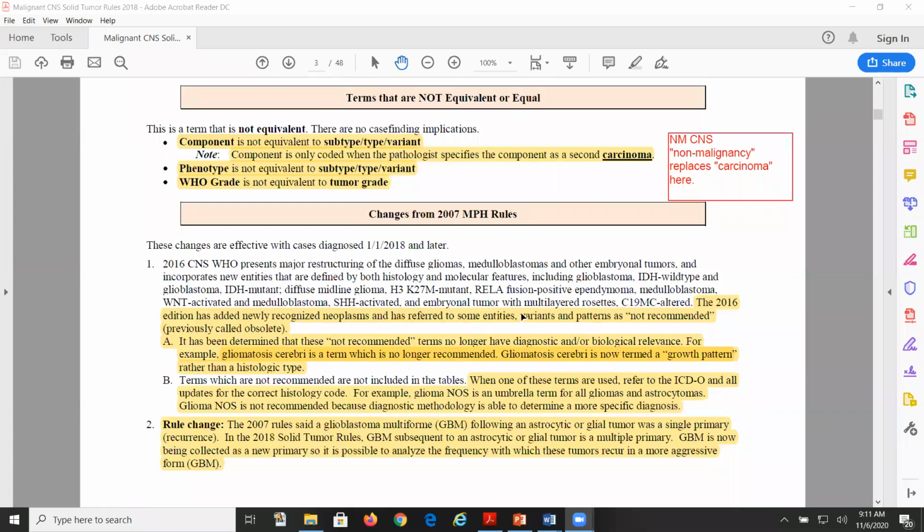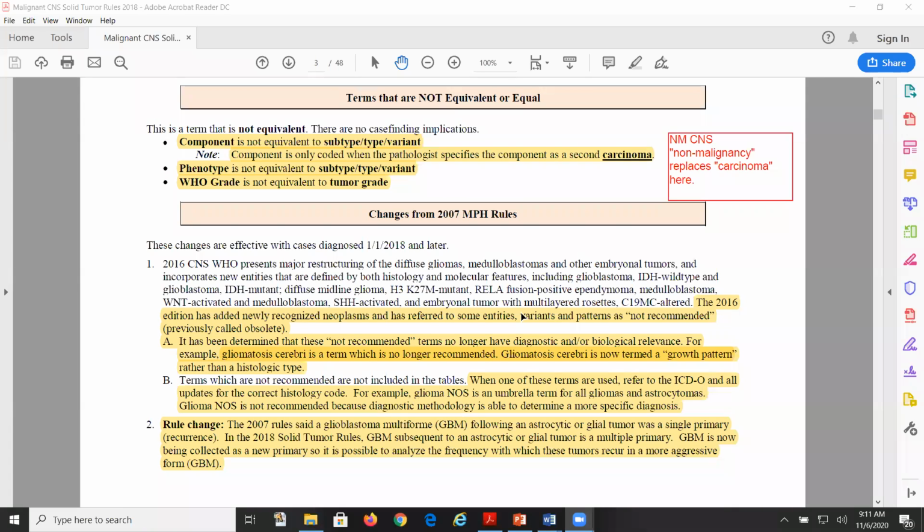Terms that are not equivalent. Component is not equivalent to subtype, type, or variant. Component is only coded when the pathologist specifies the component as a second carcinoma. Phenotype is not equivalent to subtype, type, or variant. WHO grade is not equivalent to tumor grade.